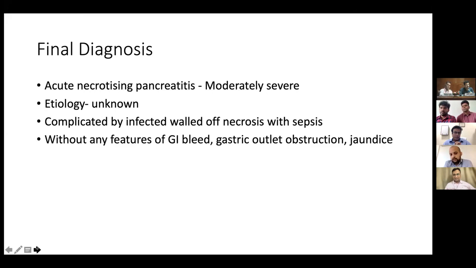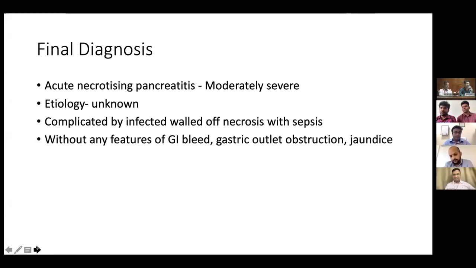Now, I don't see why we need to put up anything else other than what you've already put up, just that you have to add on the week to it. What do you say, Dr. Praveer? Yeah, I think that's okay. Because you don't need to start off with an infected wall of necrosis straight on. You have to give the diagnosis of the etiology as well as the organ involvement as the first step and the week of involvement. Absolutely.